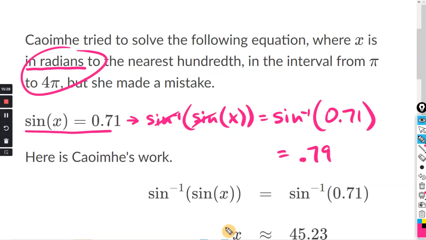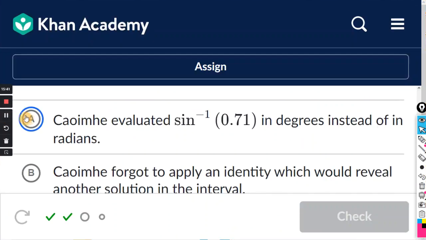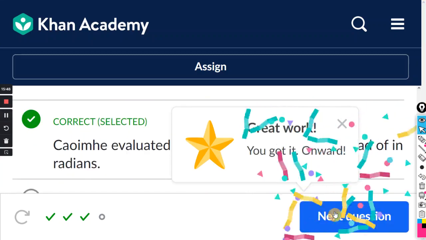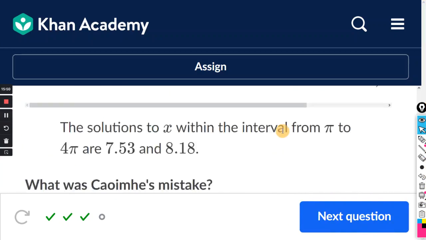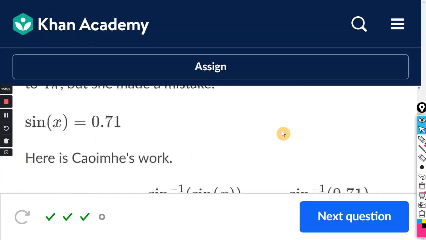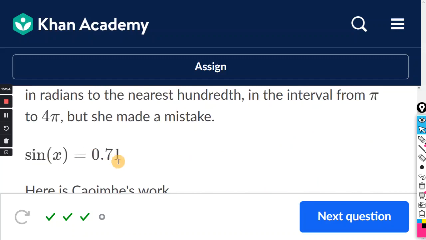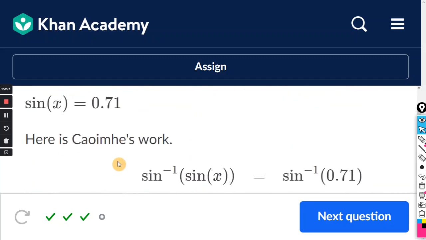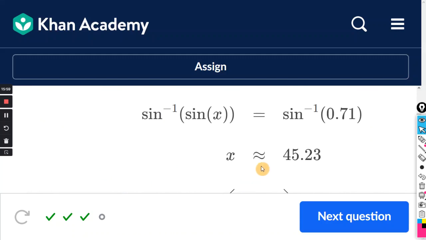But this person got x equals 45.23. So he or she was not set to radians. It looks like he or she did degrees. So that's your answer. Answer A. So-and-so evaluated in degrees instead of radians. Okay, so sometimes you won't have to go through the whole problem. All right, just check the original statement for x, the original value of x. That might be the mistake right there.